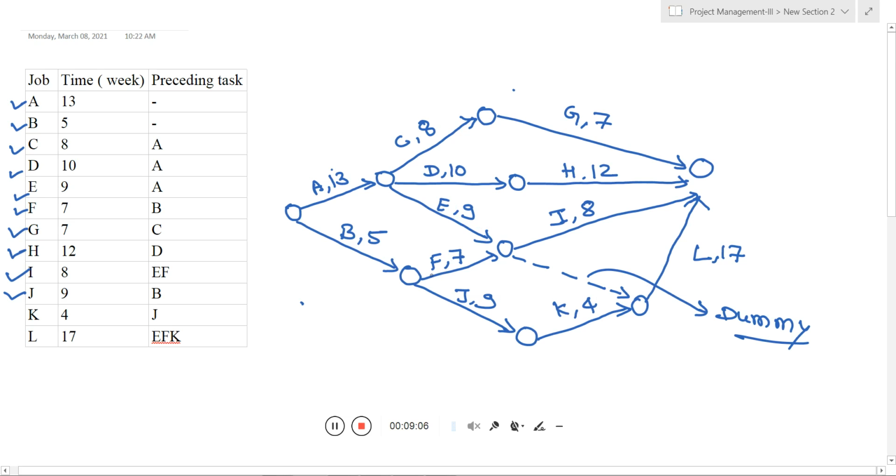Now I try to find all the paths available in this network diagram, and with respect to time I determine them as we did in the previous video. We need to find all the path durations, and the maximum path duration, or the longest path, will show you the critical path, and that shows the minimum time duration for your project.